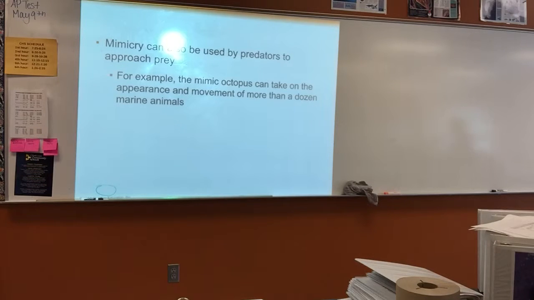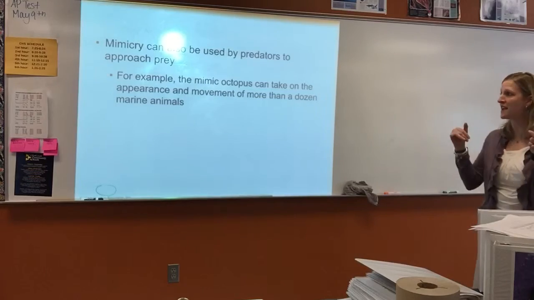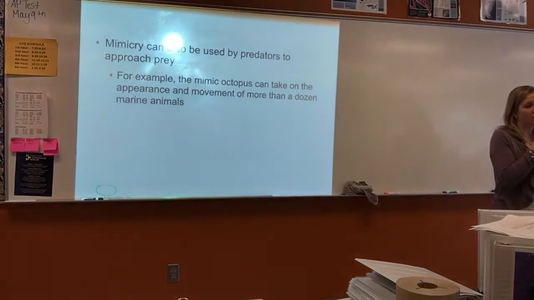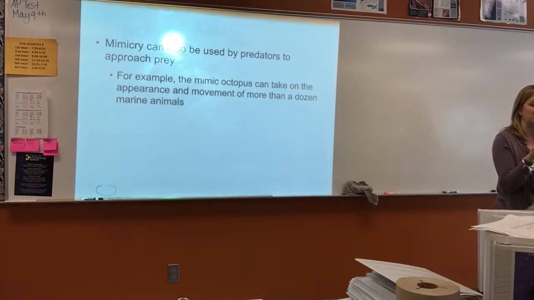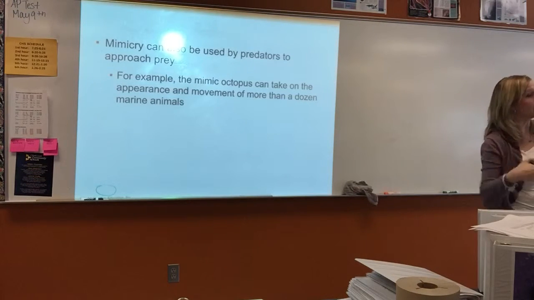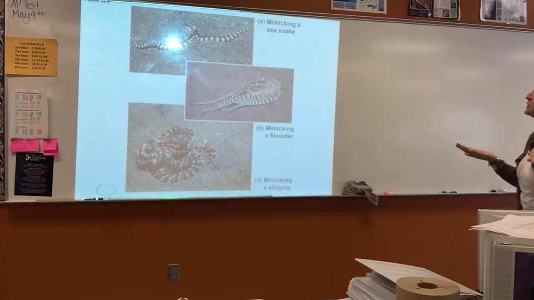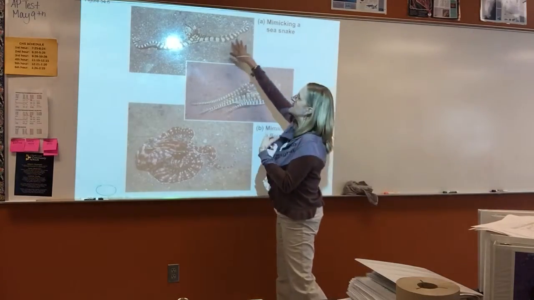Predators can also use mimicry. So we just looked at prey. Predators can use mimicry as well to approach prey. The example is the mimic octopus. It actually can take on the appearance and movement of other organisms depending on its situation. So it takes its arms and makes itself look like different shapes. For instance, this one up here is mimicking a sea snake.